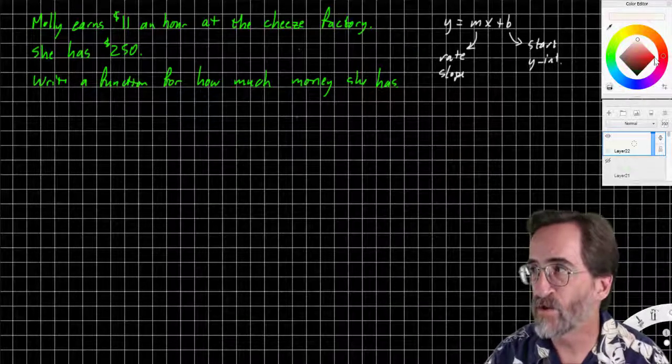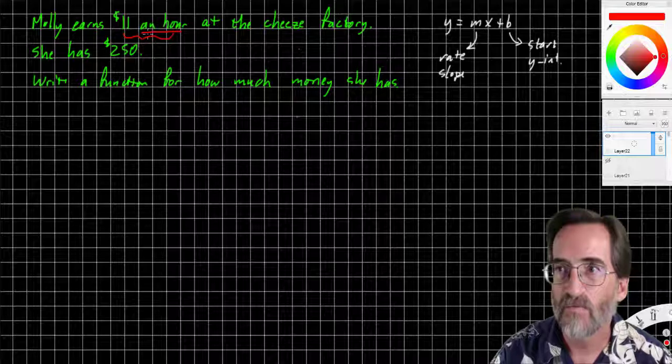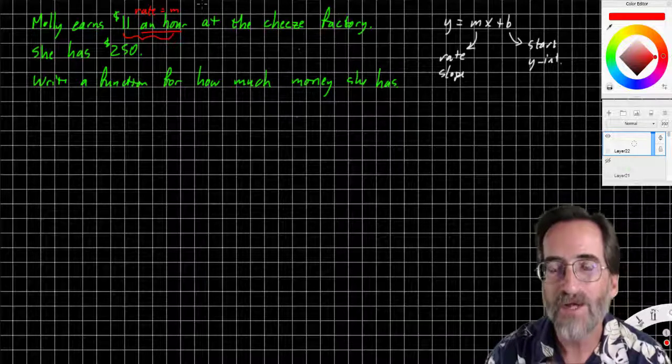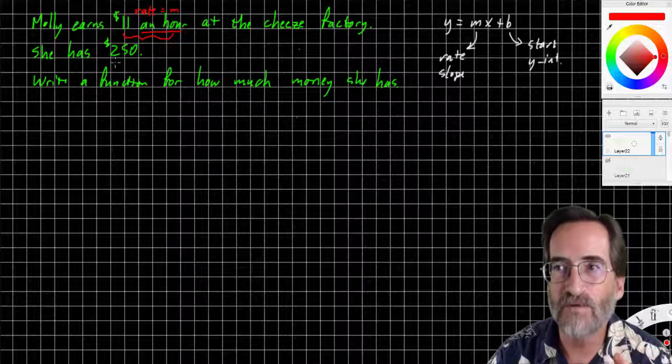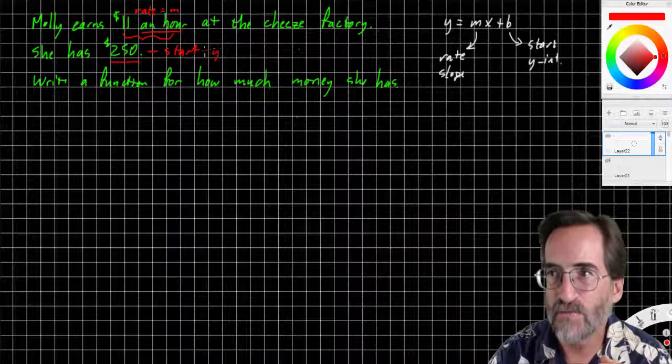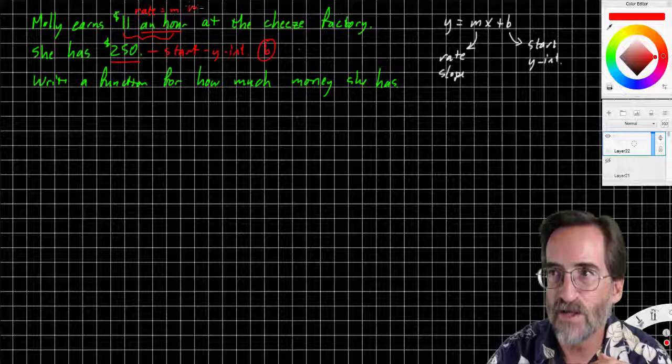So we can look at the word problem and take some hints. $11 an hour is a rate. This is a rate, and this is the slope. Okay, that's the slope. She has $250. That's the amount of money she is starting with. That is her y-intercept. Okay, so that is b, where this is m.